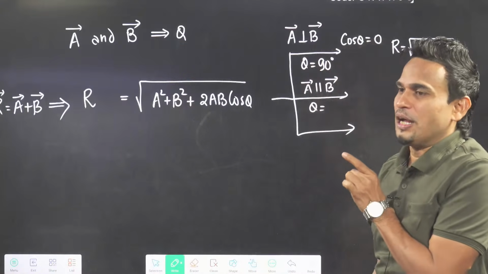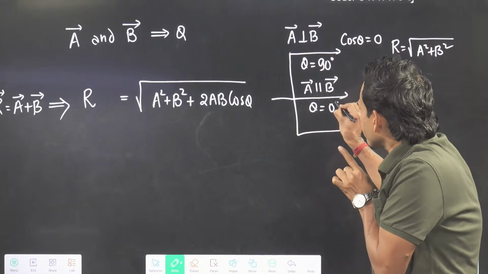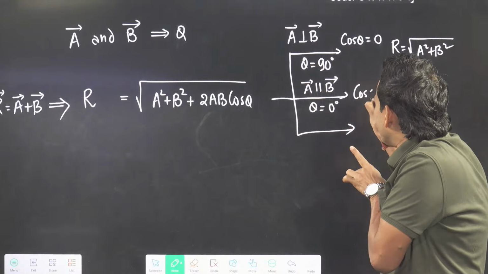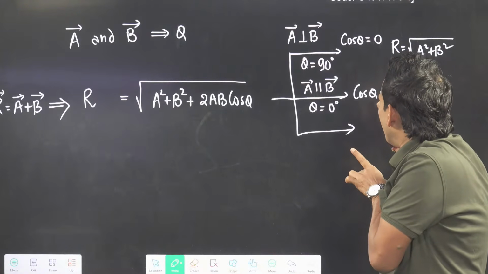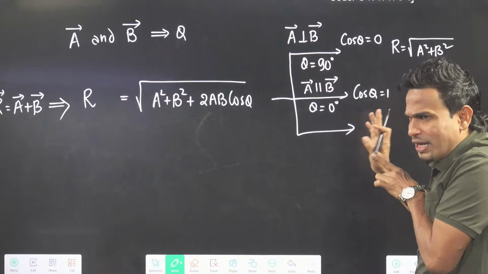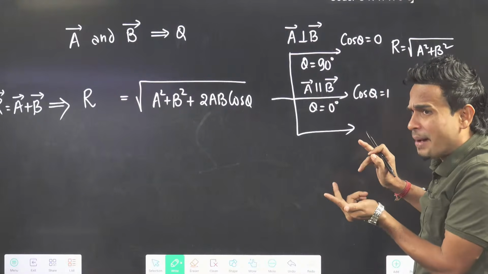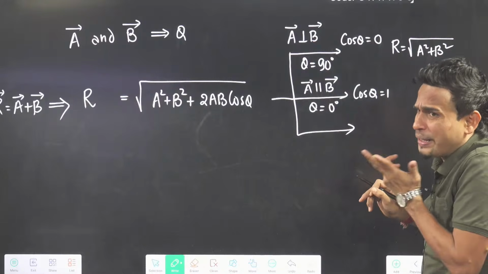Answer will come A plus B now. What will be theta? Now theta will be 0, and cos 0 will be 1, and this will be the maximum value. Pay attention, only knowing the resultant is not important. You must also know when the resultant will come maximum and when the resultant will come minimum.